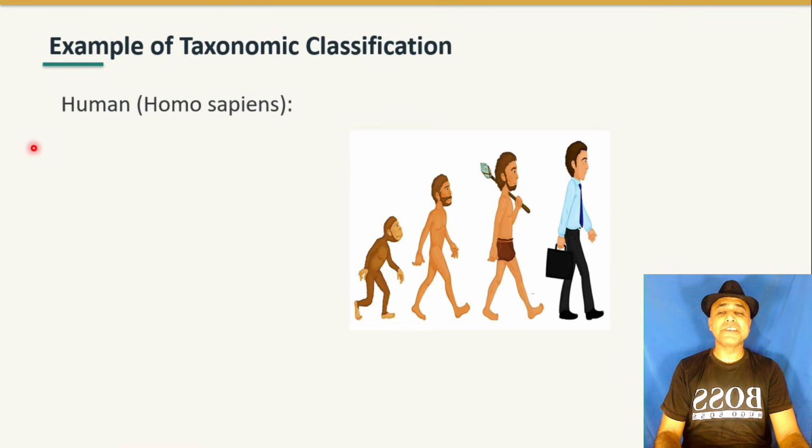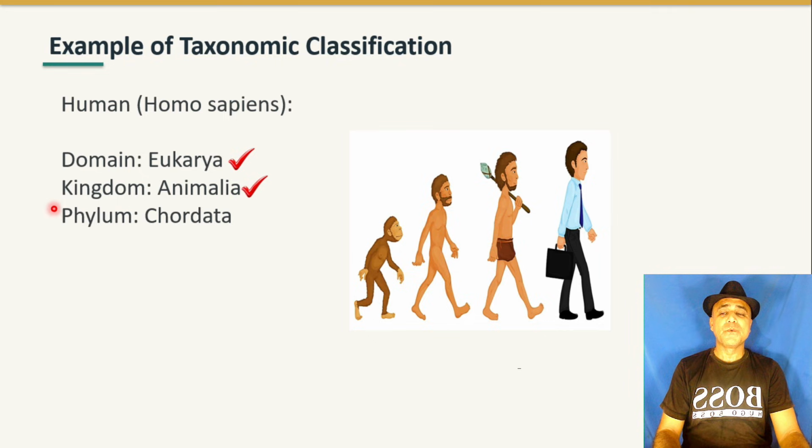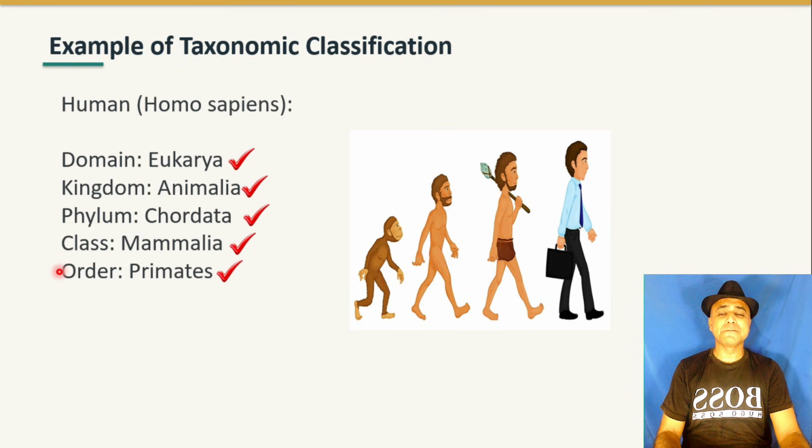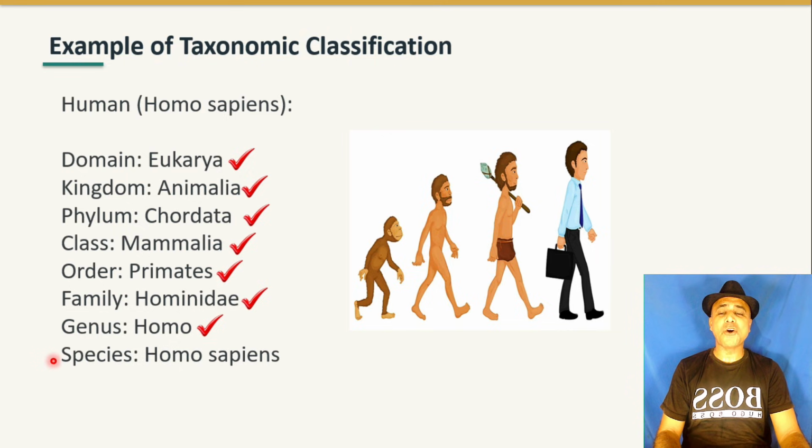Taxonomic classification of human. Domain Eukarya, kingdom Animalia, phylum Chordata, class Mammalia, order Primates, family Hominidae, genus Homo, species Homo sapiens. This is the taxonomic classification of Homo sapiens.